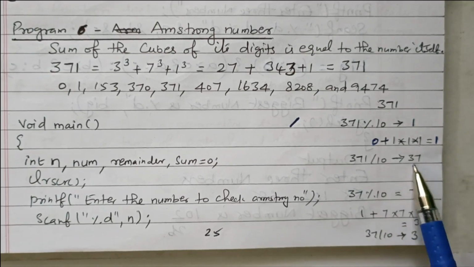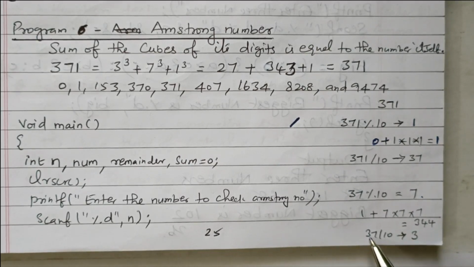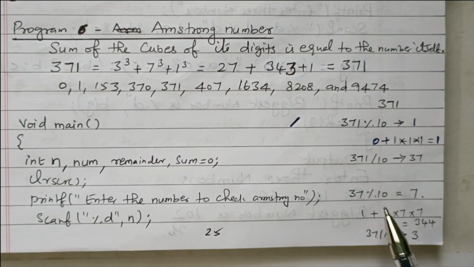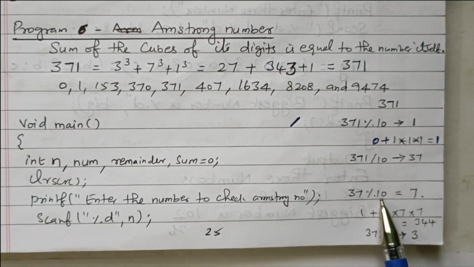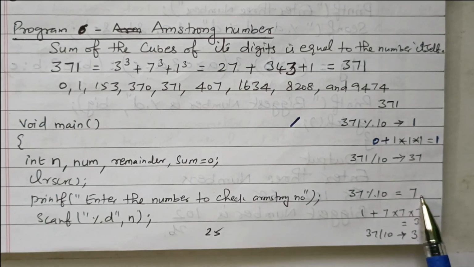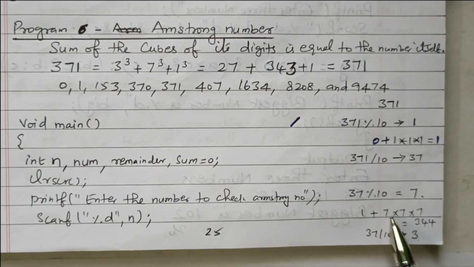Right. Now that 37 should be reduced to a single digit, so we divide by 10. 37 divided by 10 gives 3. Right. So what are we doing? First, by using modulo division, we divide by 10 and find the remainder. The remainder is cubed, then added with the value. Second step done. The third step is we divide by 10. So this is the process.